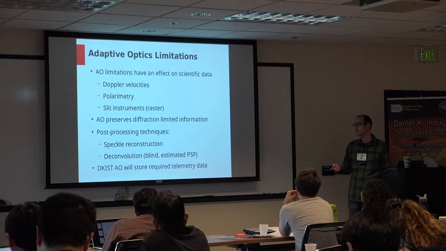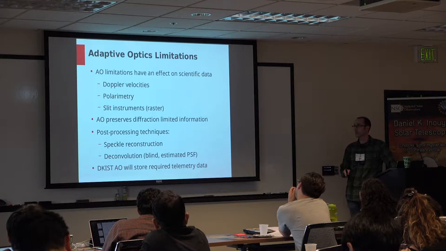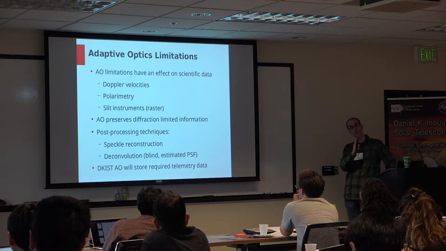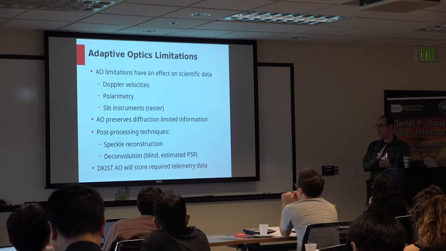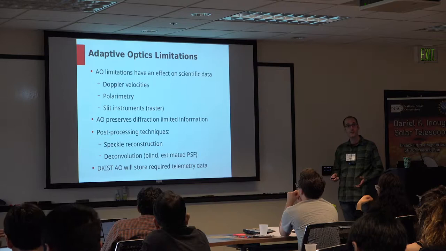Polarimetry also, like Valentin was mentioning, to build these polarimetry maps, you need to take several exposures with different modulation parameters. And these exposures are usually taken at different times. So that also may introduce some artifacts into your data. And when you're talking about slit instruments, where you're scanning across the field to build your image and have a 3D cube with wavelength and image, all these slit measurements are taken at different times. So this also will have an effect. Now, the good thing is that AO preserves diffraction limited information, so we can do something to these images because the information is there.